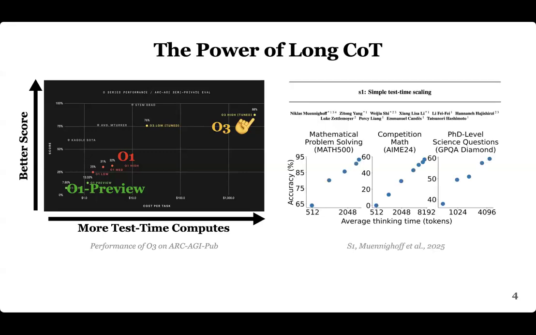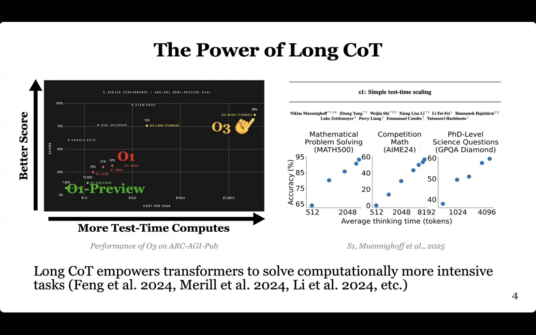And there are also some reproductions in academia on using longer chain of thought to get better performance. As we can see here in three mathematical reasoning benchmarks, by using more thinking time and generating more tokens, the accuracy can get dramatically better. There are also some theoretical results showing that longer chain of thought can empower transformers to solve computationally more intensive tasks.